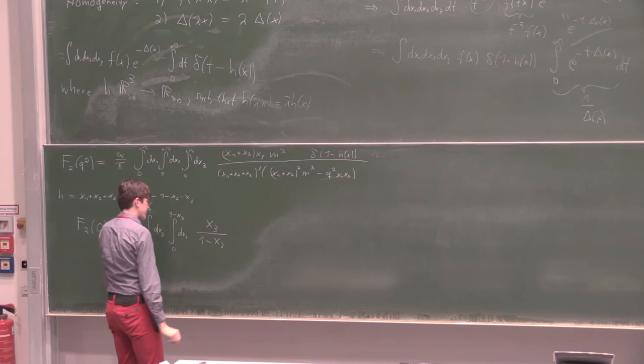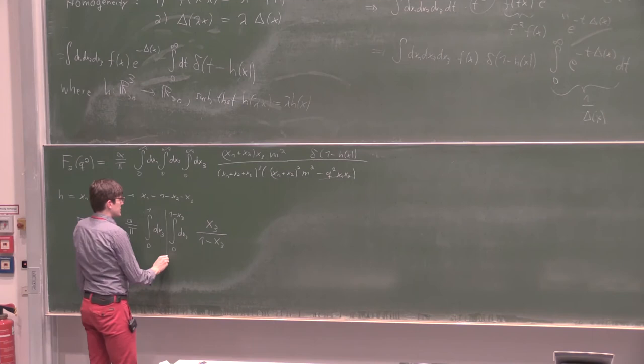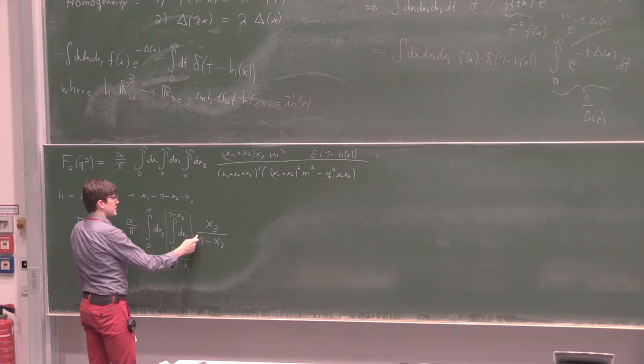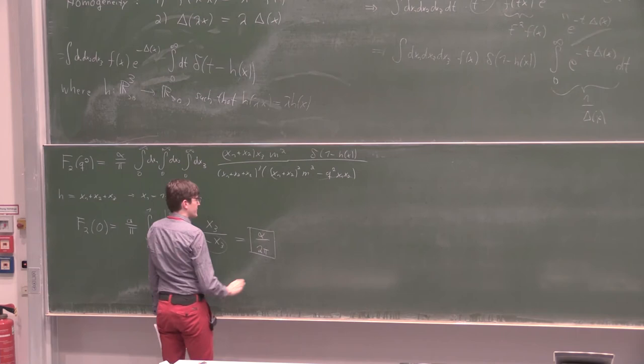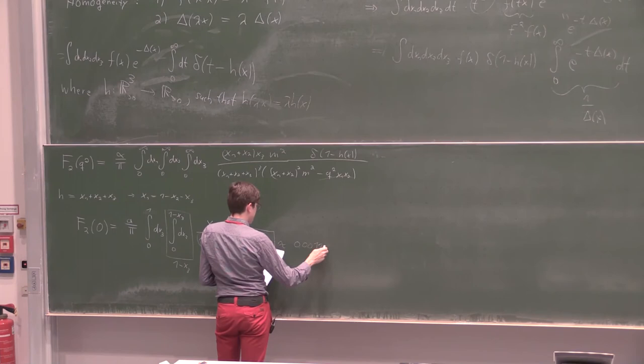Well, now it's really kindergarten, right? So in this integral here, nothing depends on x2, it's just with 1 minus x3, which cancels the denominator. So you're left with integrating x3 from 0 to 1, which gives you the first correction to the magnetic moment of the electron.